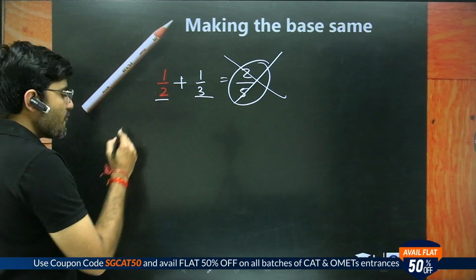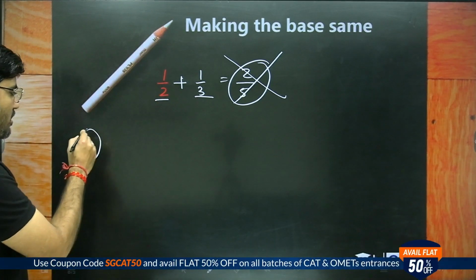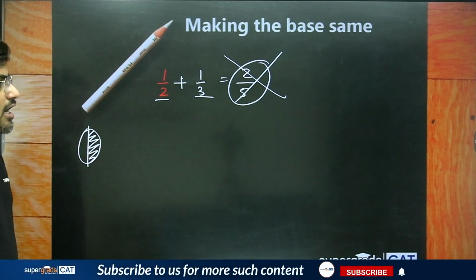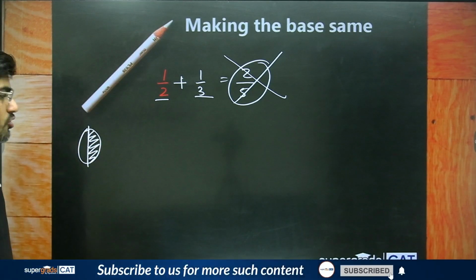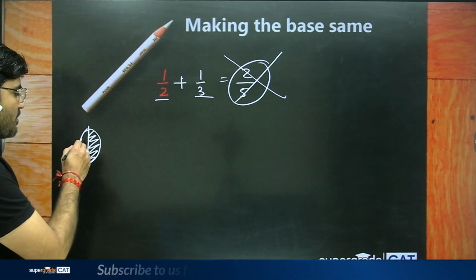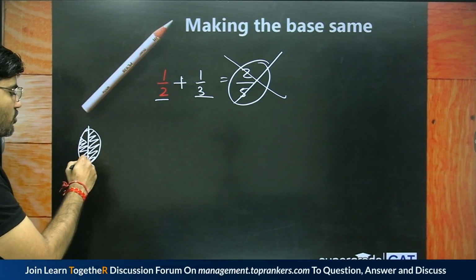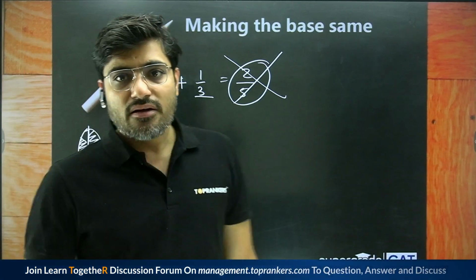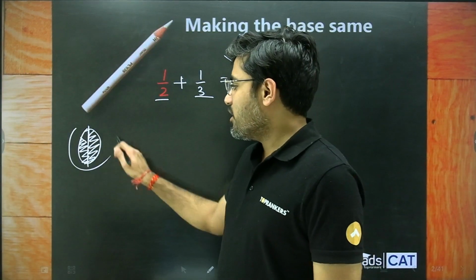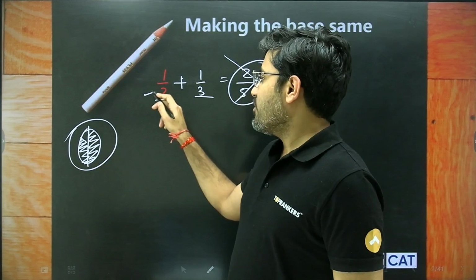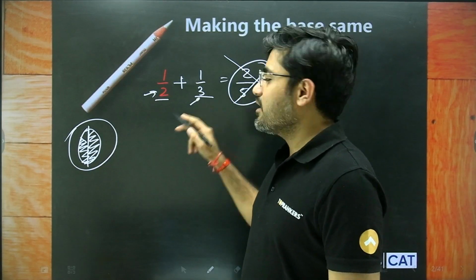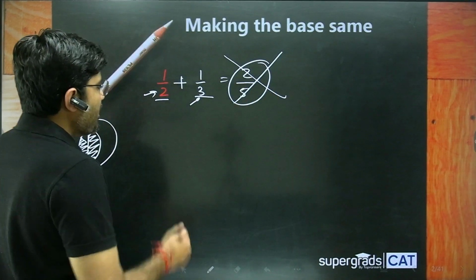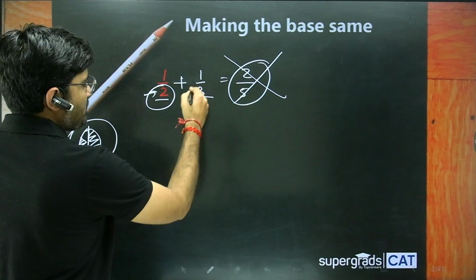This is half of the portion. Suppose there is something, I am adding half of it. So I'm shading this portion. And now I want to add one third. So one third of the total will be somewhere around this much portion I need. But to make the base same, the figure should be distributed evenly so that it can be divided in half as well as in three parts. So for that we need to take care of the denominators.